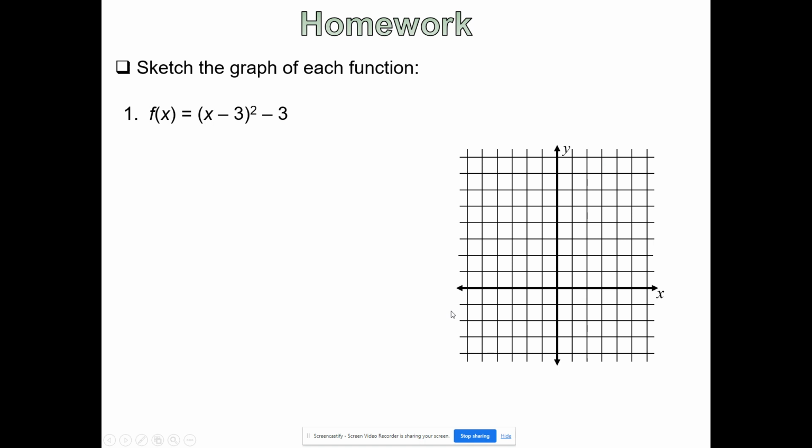So you guys can work on your assignment problems.